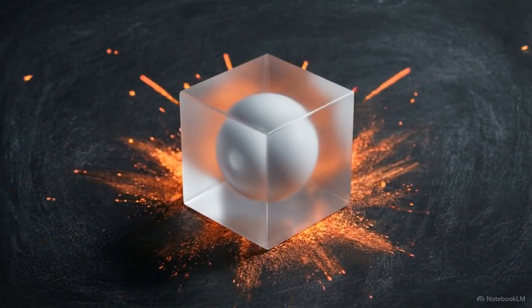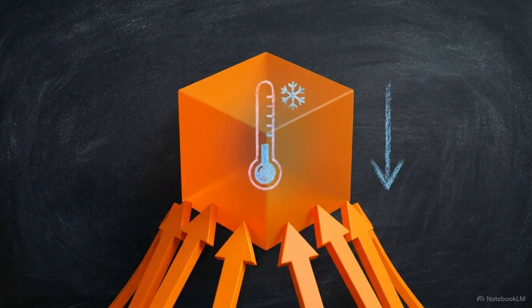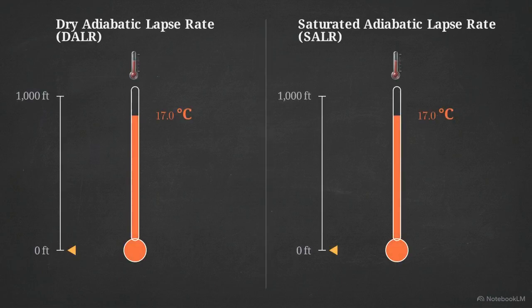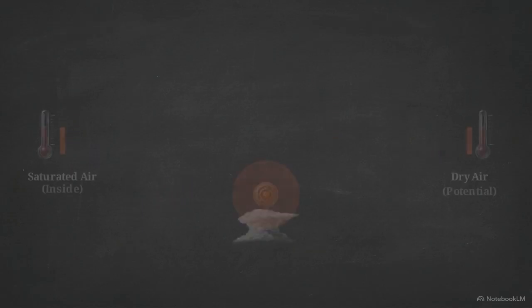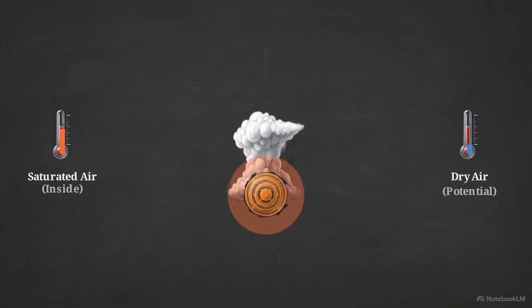This phase change releases latent heat into the rising air parcel. This injection of heat alters the thermodynamics of the parcel, slowing its rate of cooling as it continues to climb. Inside the cloud, the cooling rate shifts to the saturated adiabatic lapse rate, or SALR. This new cooling rate is significantly slower than the initial dry rate, dropping by approximately 1.5 degrees per 1,000 feet instead of 3. This latent heat release serves as the engine of the cloud, keeping the saturated air warmer than it would be if dry, and providing the buoyant force necessary for vertical development.